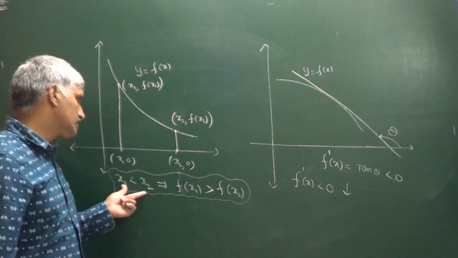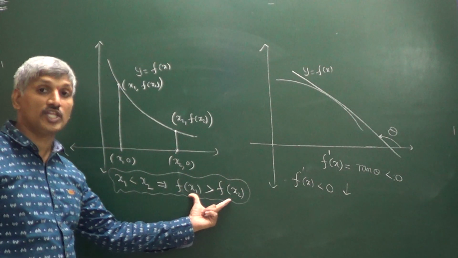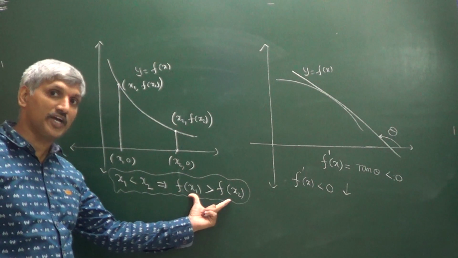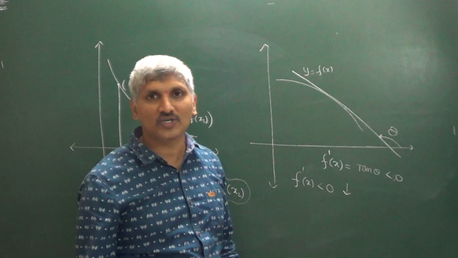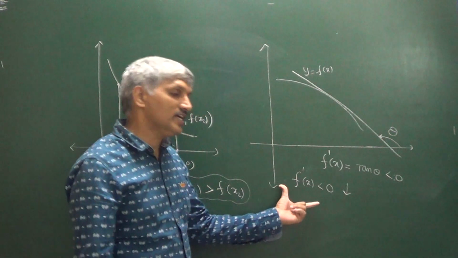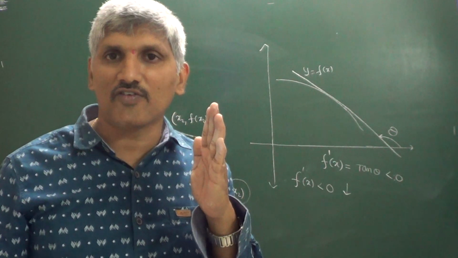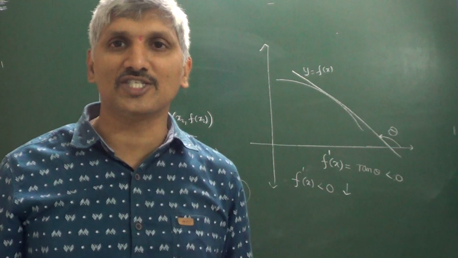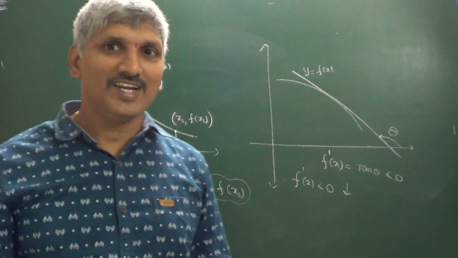So x1 less than x2 implies f(x1) greater than f(x2), then the function is said to be a strictly decreasing function. Or f dash of x less than 0, then the function is said to be a decreasing function. Strictly increasing function means f dash of x greater than 0. Strictly decreasing function means we get f dash of x less than 0.